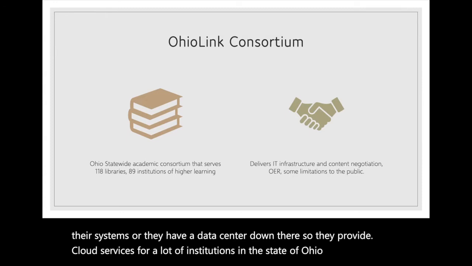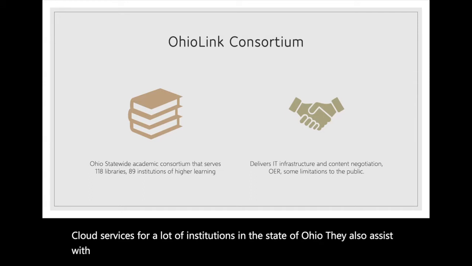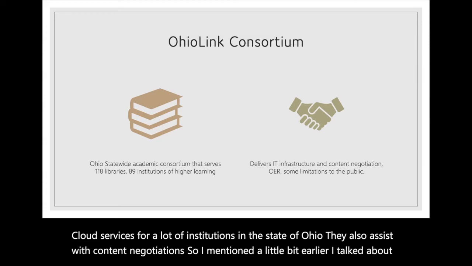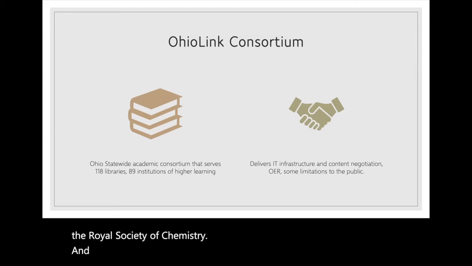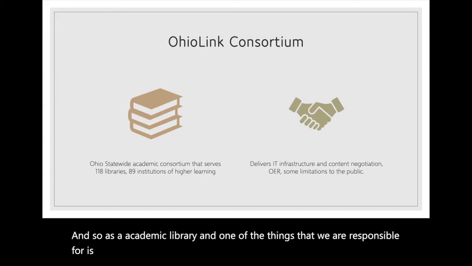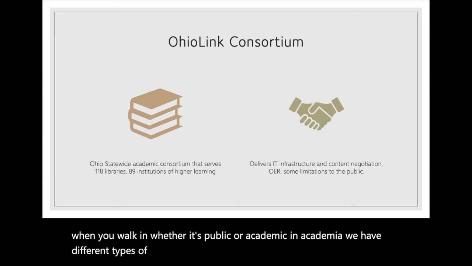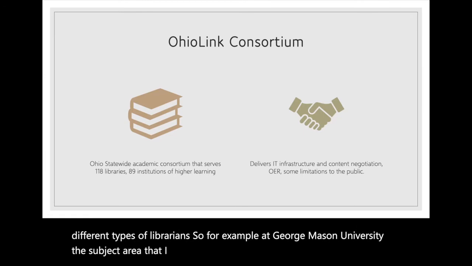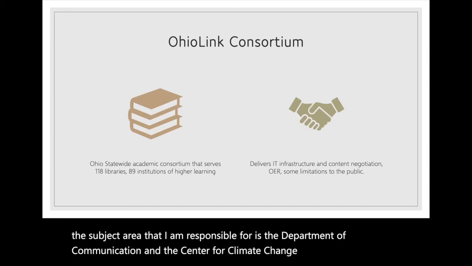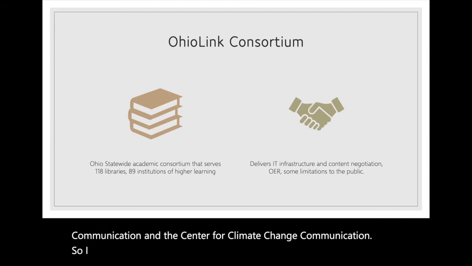They also assist with content negotiation. I mentioned a little bit earlier the Royal Society of Chemistry. As an academic librarian, one of the things we are responsible for is collection development. So the books that you see in the library when you walk in, whether it's public or academic, in academia we have different types of librarians. For example, at George Mason University, the subject area I am responsible for is the Department of Communication and the Center for Climate Change Communication. So I do collection development for communications.